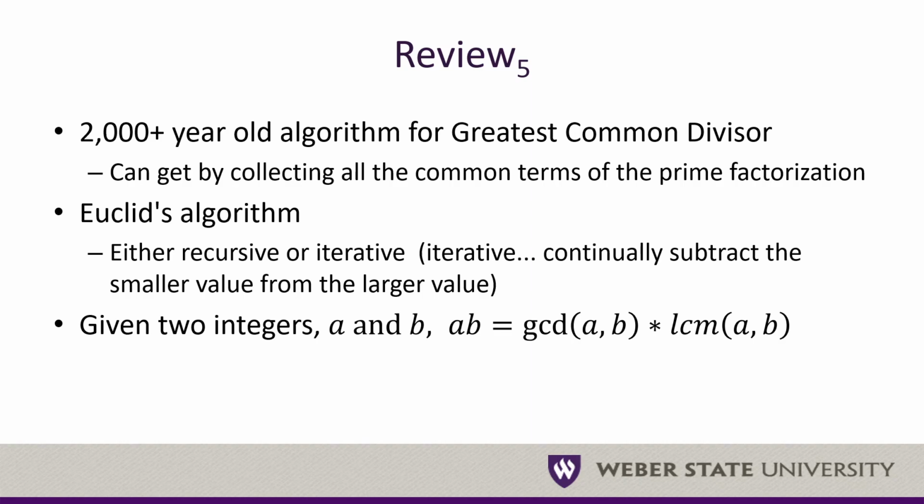So given two integers, A and B, A times B is equal to the greatest common divisor times the least common multiple. This is, if I remember right, theorem 5 from the textbook. That's the one that I reference you guys to in order to figure out what the least common multiple is. The only other way I know of to get the least common multiple is through factorization. So you factor everything out until you have common terms from each one, and then you multiply the prime factors.